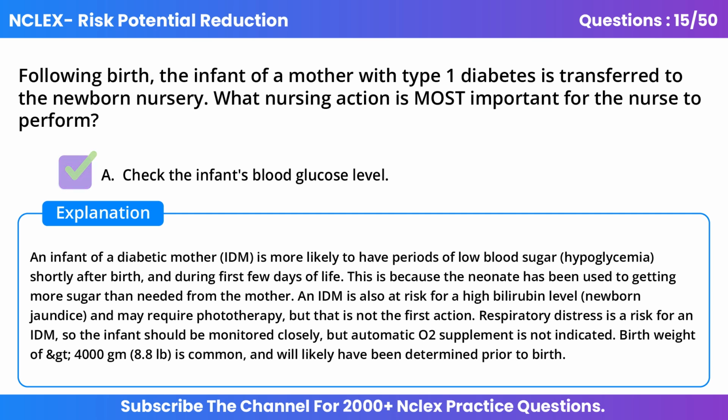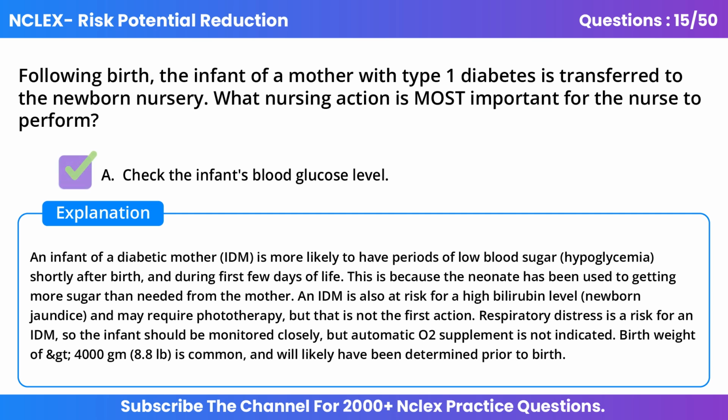An infant of a diabetic mother, IDM, is more likely to have periods of low blood sugar, hypoglycemia, shortly after birth, and during the first few days of life. This is because the neonate has been used to getting more sugar than needed from the mother.